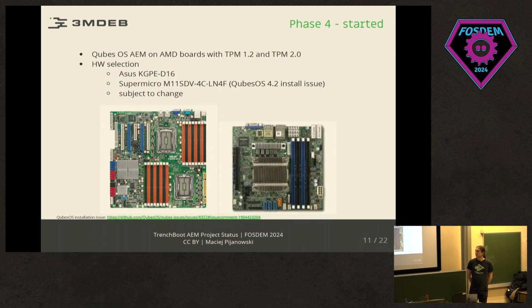So we are just starting phase 4, as I said before. That one is about AMD platforms. We want to cover both TPM 1.2 and 2.0 solutions. We are still selecting hardware. Right now we are thinking about the ASUS KGPE-D16. It's quite old already, but it allows us to verify both TPMs. It can also have open source firmware based on coreboot. So that is one we might use here.